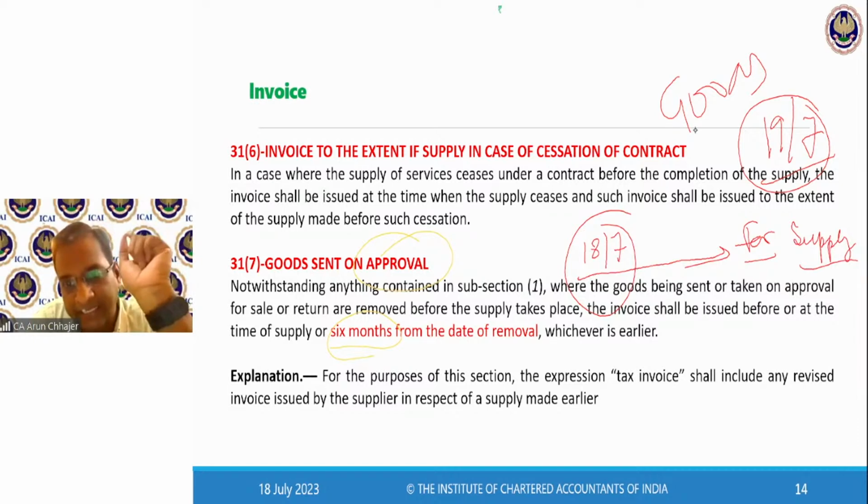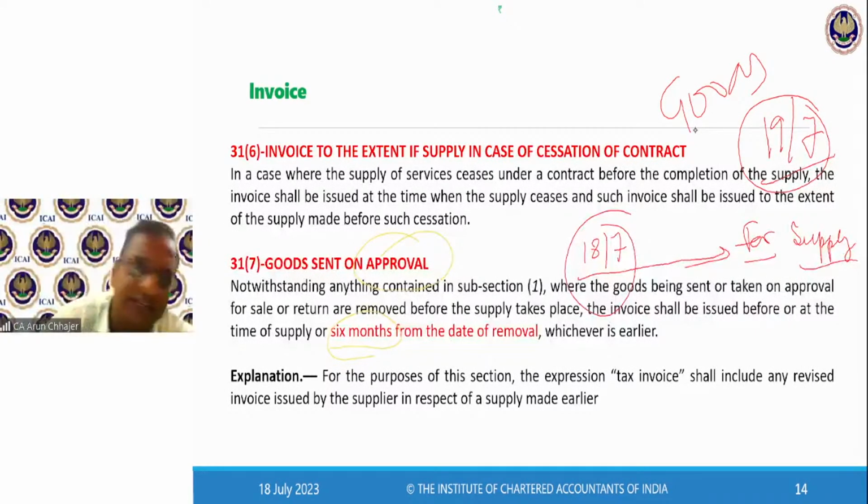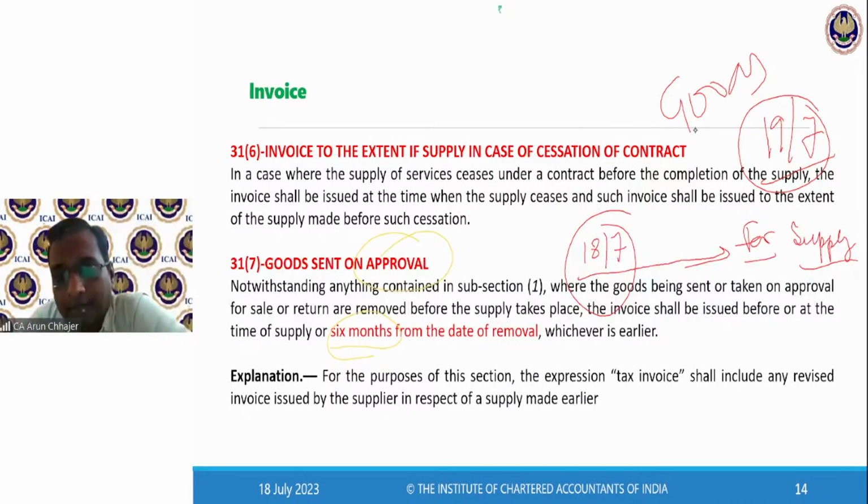July 18th, 19th July, 6 months from the date of the removal, 30 days from the date of the receipt of the goods. What is the right answer, or any other date which you think? Goods is removed for supply. Goods is being removed for supply. How will 16th September come? Why 18th December?